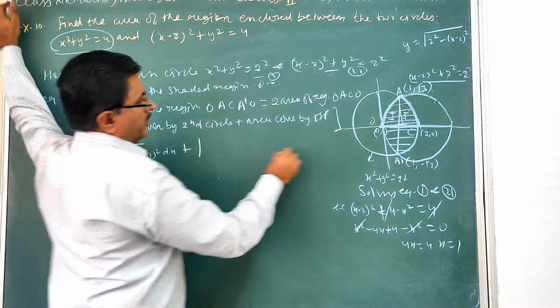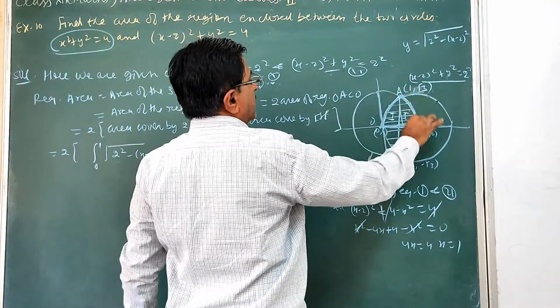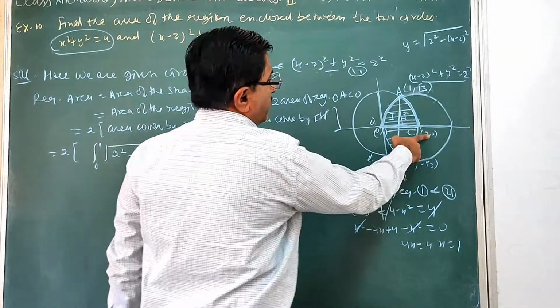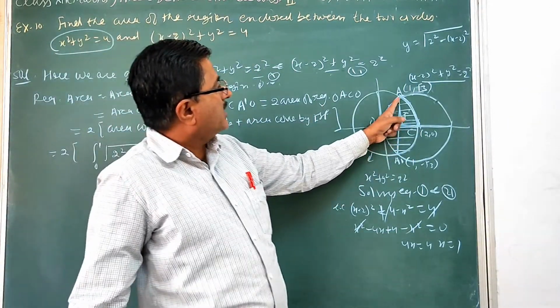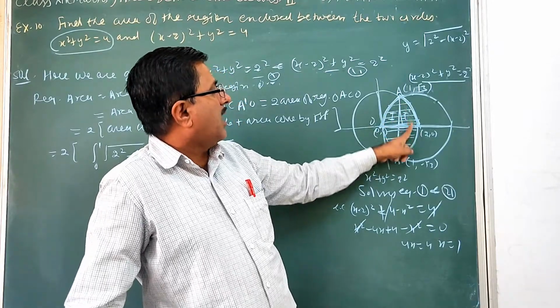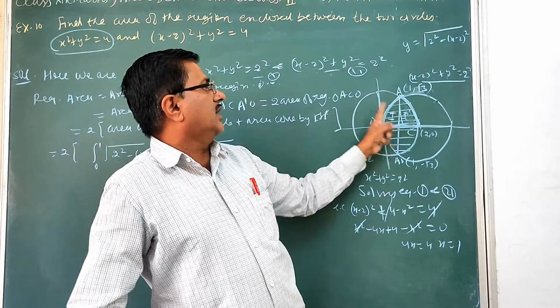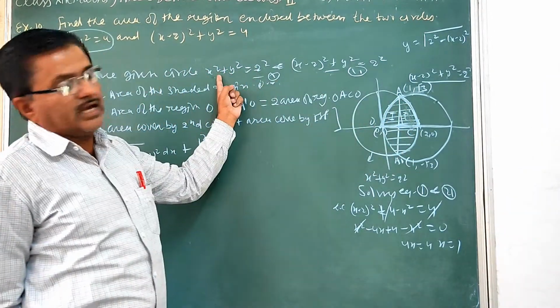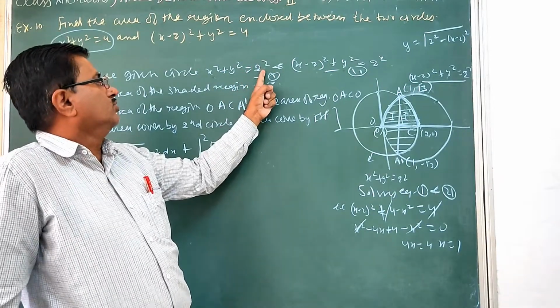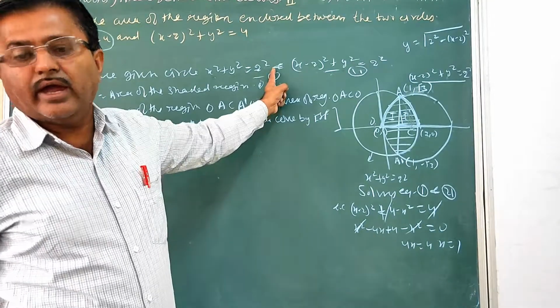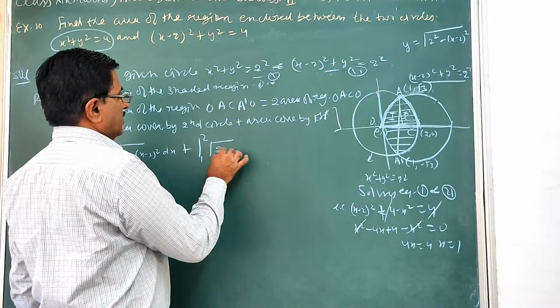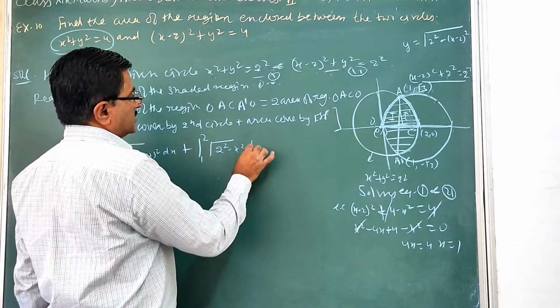Plus now the area of the second part, starting from 1 and ending at 2. So 1 to 2, this area is covered by the second part, that is covered by the circle, that is x square plus y square equals 2 square. So y equals root of 2 square minus x square. We got here root of 2 square minus x square.